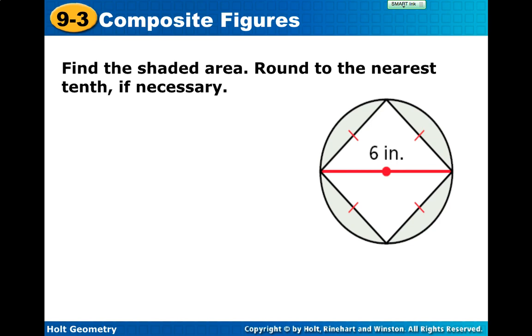Wait, how do you find that? If you think of it as a rhombus, it's one half diagonal 1 times diagonal 2. The other diagonal would also be 6.